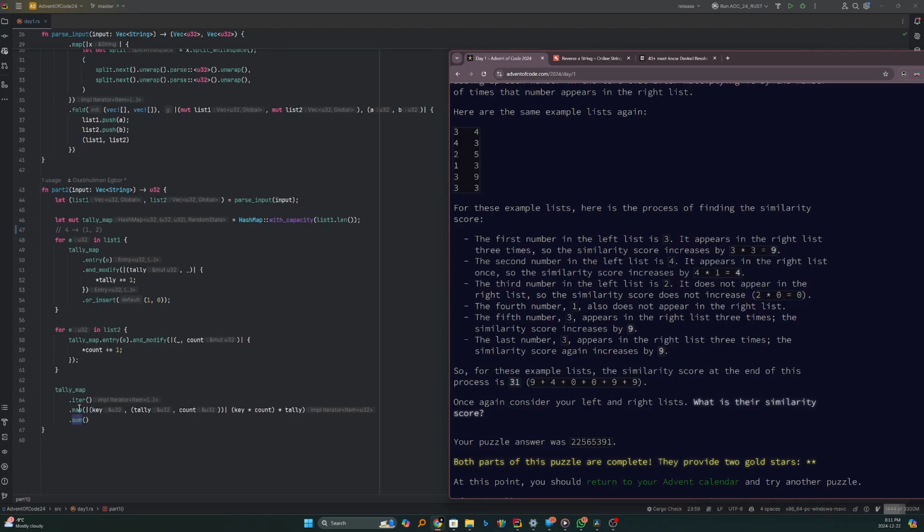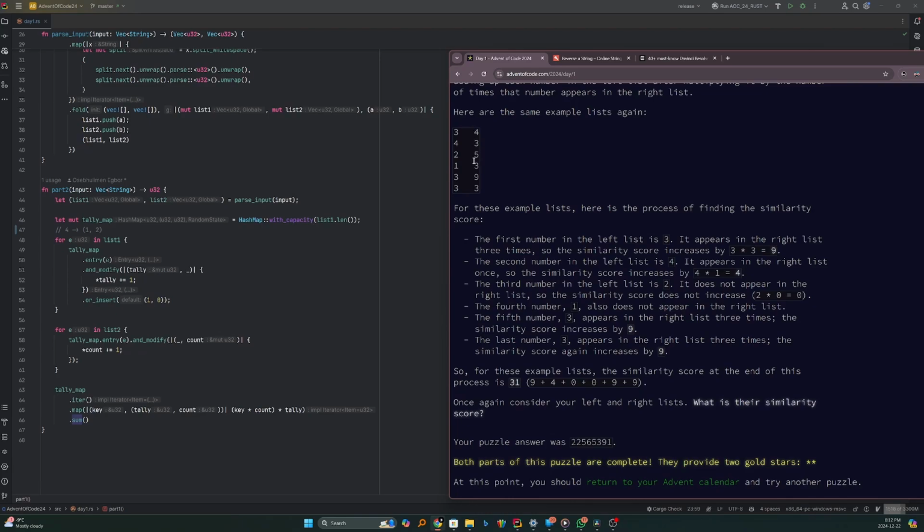And for each entry in the map, take the key, tally, and count. Multiply the key by the count and the tally. Why do we do this? Key multiplied by count is basically what you see here, right? 3 multiplied by 3, so 3 multiplied by how many times it occurred on this list. But the tally, remember I told you, tells you how many times it occurred in list 1. So the tally would be 3, so 3 times 9 gives you 27. That's basically what we do. So we kind of compress everything.